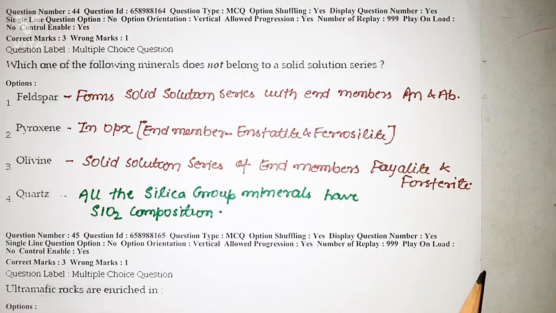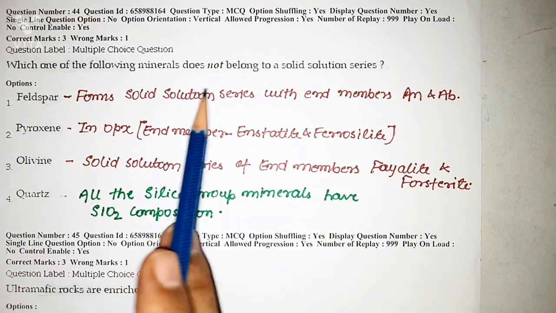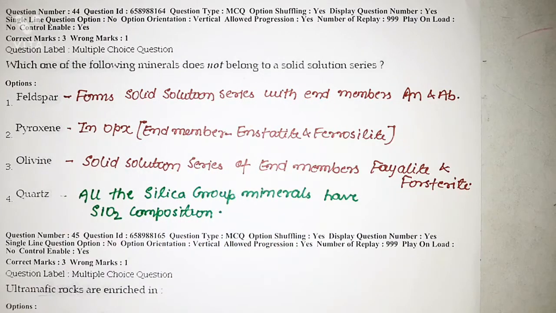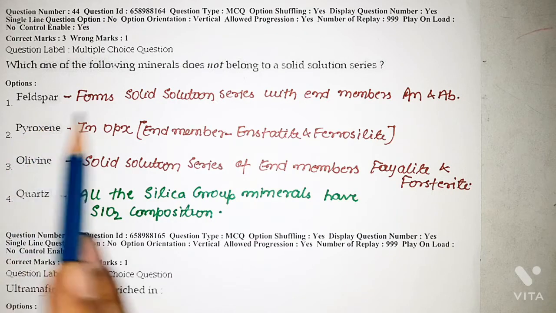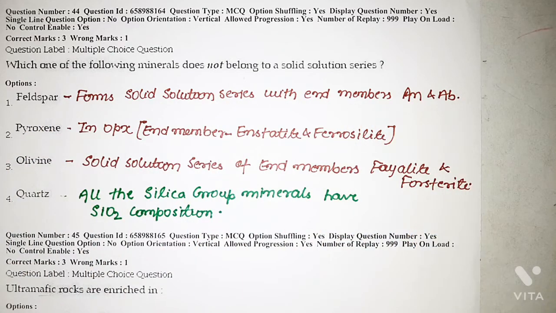Question number 44 says that which one of the following minerals does not belong to a solid solution series? So first of all, what is a solid solution series? It is a series found in a crystalline solid with composition that varies between specific end members. First one is feldspar. We have just discussed above that in continuous reaction series, plagioclase feldspar is continually present with specific end members anorthite and albite. So it forms a solid solution series, and its general formula includes CaNaKAlSi3O8. Okay, so feldspar forms solid solution series with end members anorthite and albite.